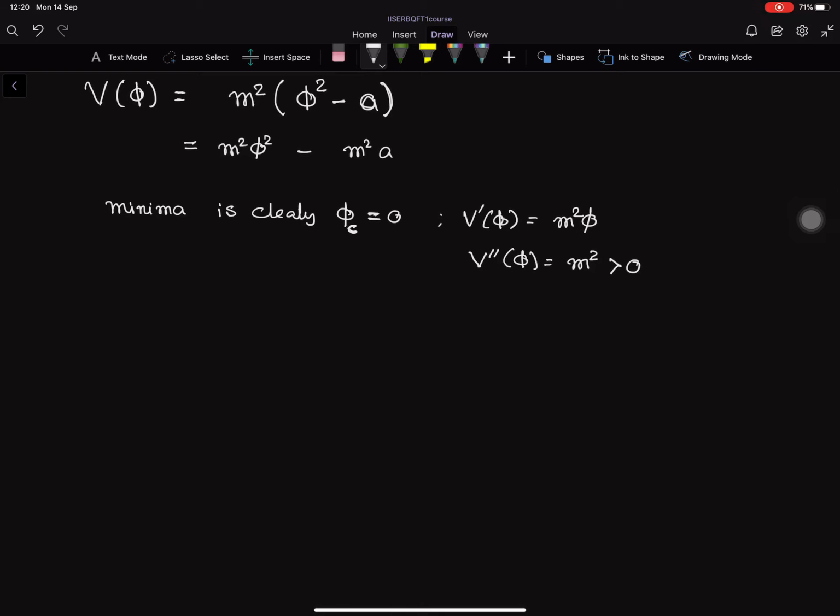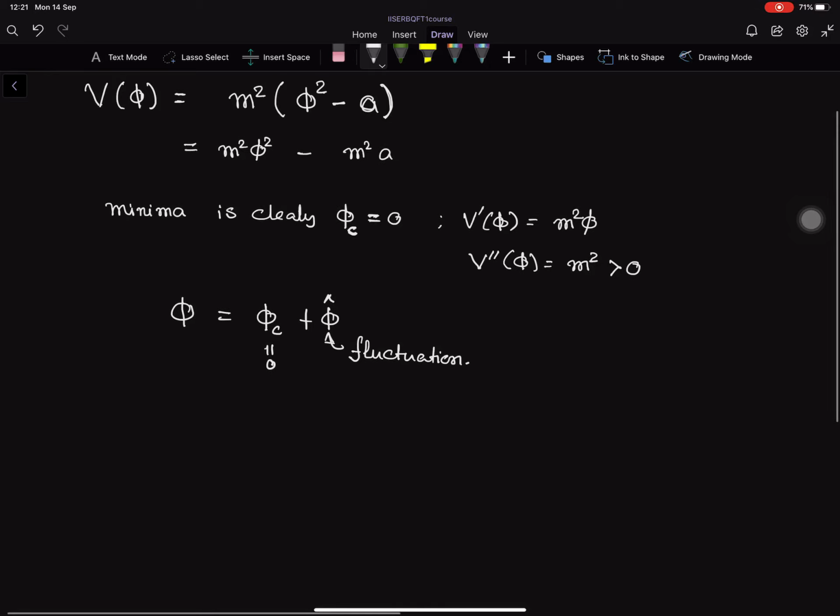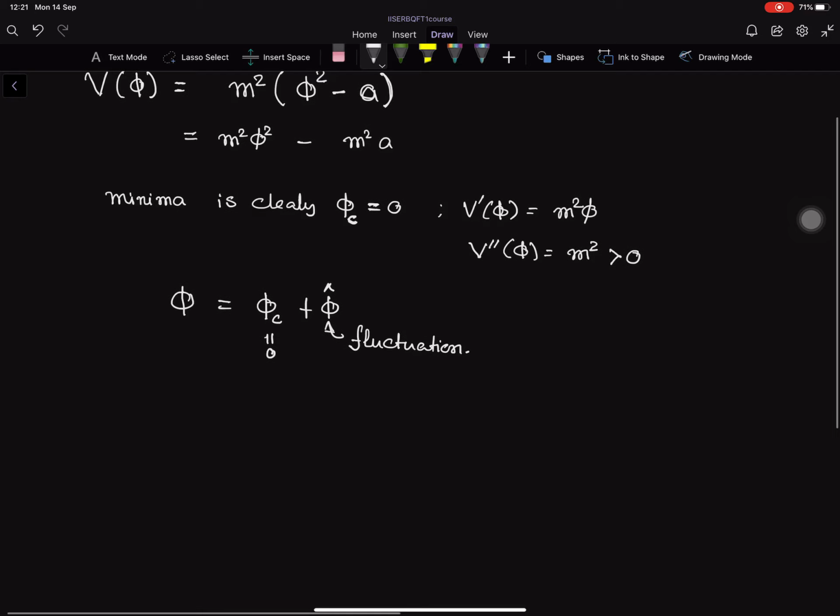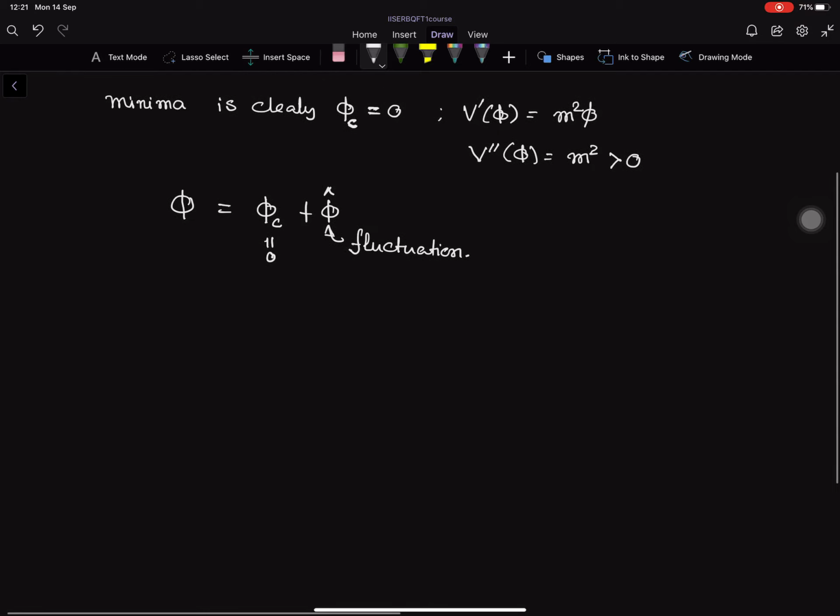So the way we write the quantum field in this case is phi c plus phi hat. Sorry, this is fluctuation. In this case phi c is 0, so there is no distinction between phi and phi c. So let's consider another example.